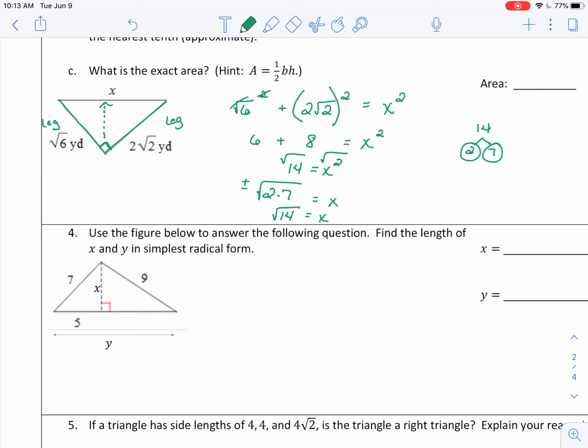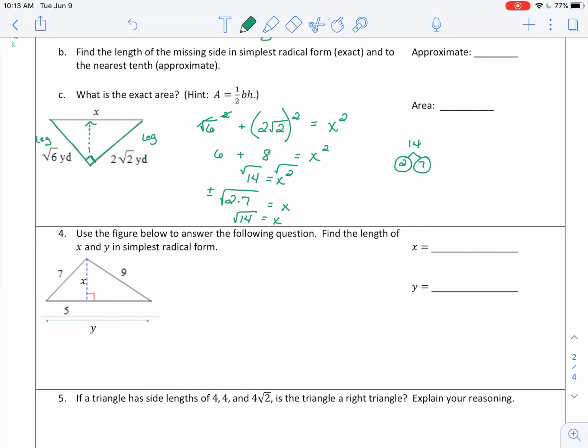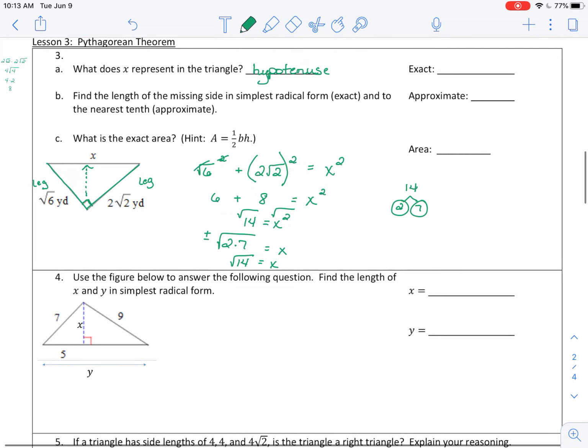However, you should have considered the two solutions of plus or minus. Except when we talk about the length of a side, you're never going to have a negative length. So we will have to throw that back out. When you do an algebra problem, don't forget the negative solution. The exact answer for the length of x is square root 14, and our unit here was yards.